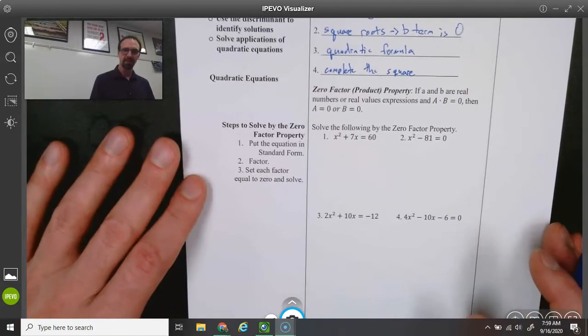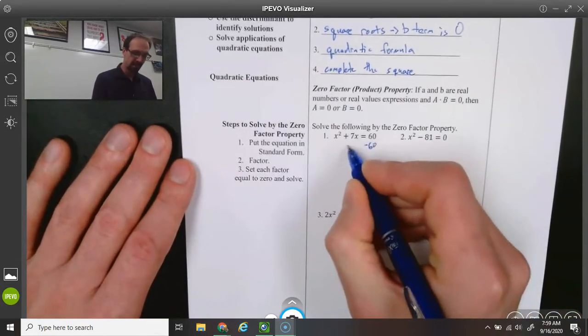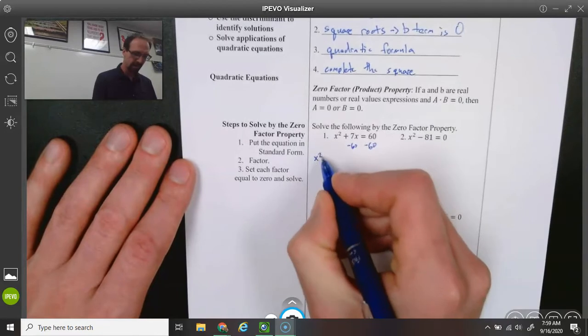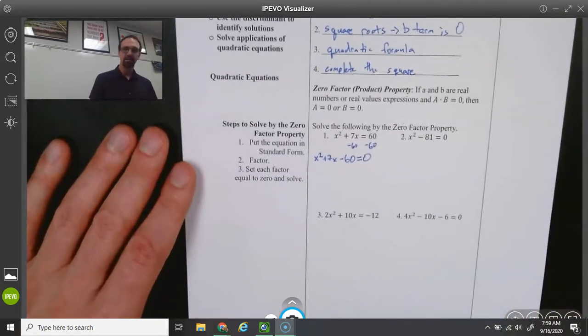So for this first one, it says x squared plus 7x equals 60. Right now it's not in standard form. To get it in standard form, I need to subtract 60 on both sides. So we have x squared plus 7x minus 60 equals 0. So now I need to factor this.